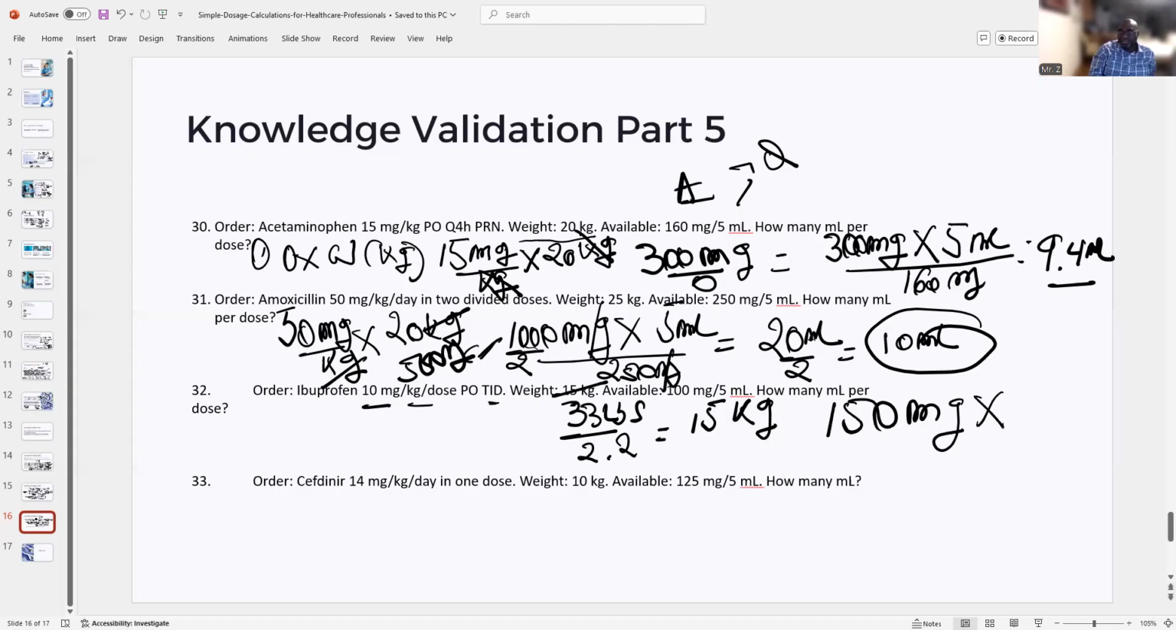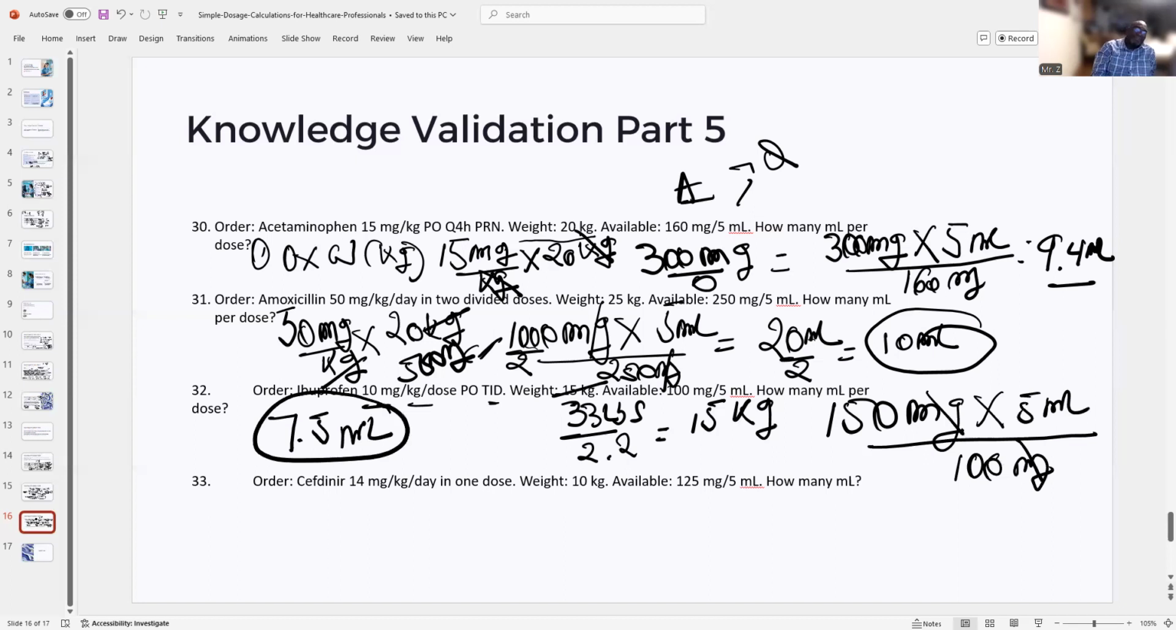You multiply that by 5, the quantity, and divide by available, which is 100 milligram. Milligram cancels out. 150 times 5 divided by 100 is 7.5. Do not round in a situation like this, because in your syringe, you can draw 7.5 milliliter. The only time you round is if you cannot draw that exact amount, then you need to round to the nearest amount you can draw.